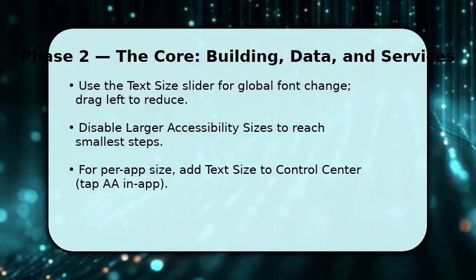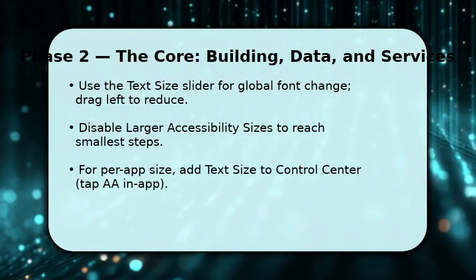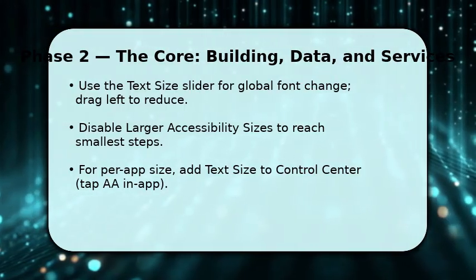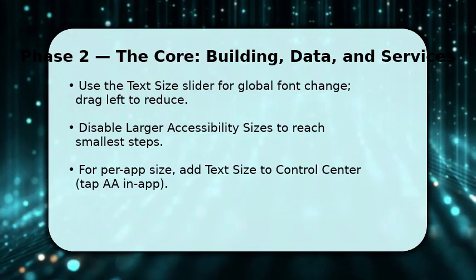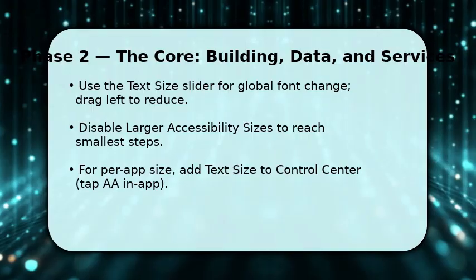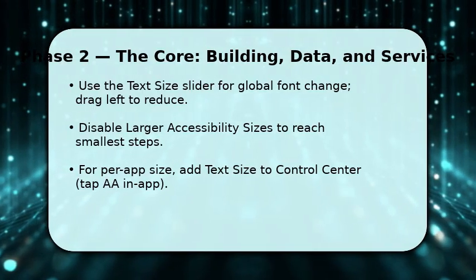It increases minimum steps. For app-specific control, add the text size control to Control Center, then open the app and tap the AA icon to set a per app size. Once done, test Mail, Messages, and Safari to confirm consistent results across your workflow.